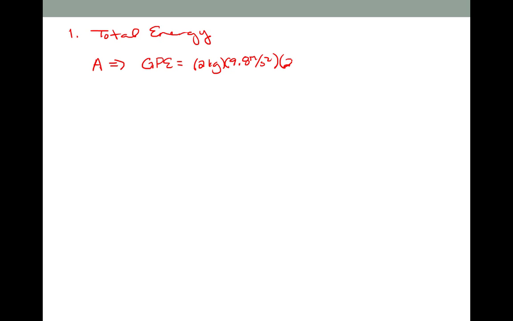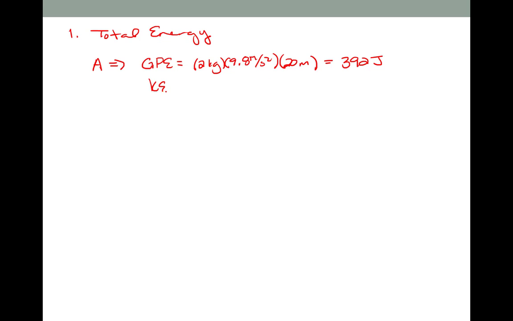To find the block's total energy, we look at point A. And at point A, we have 2 types of energy. It has gravitational potential energy equal to 2 kilograms times 9.8 meters per second squared times 20 meters. And that works out to be 392 joules of energy.